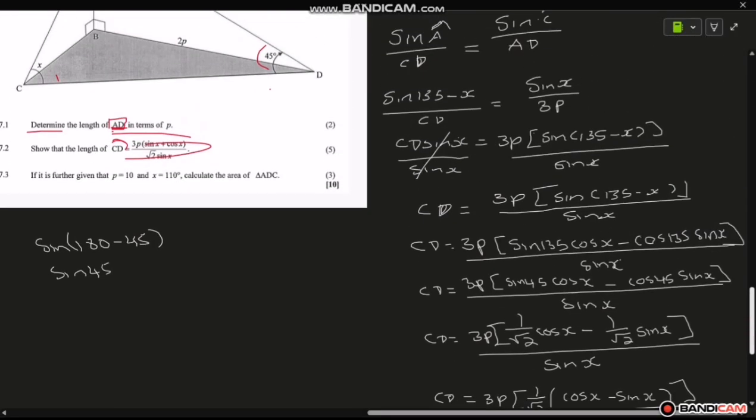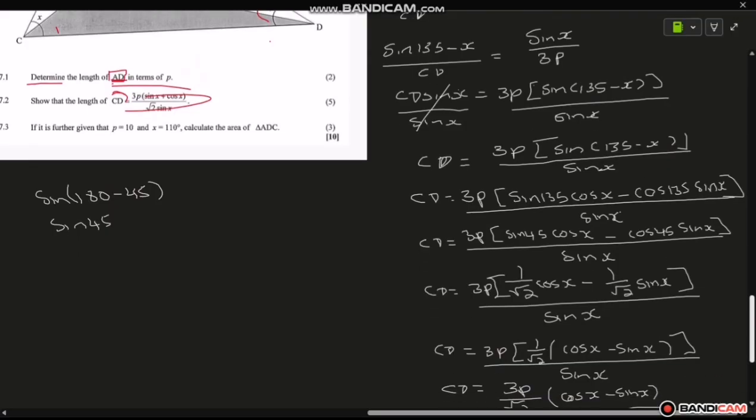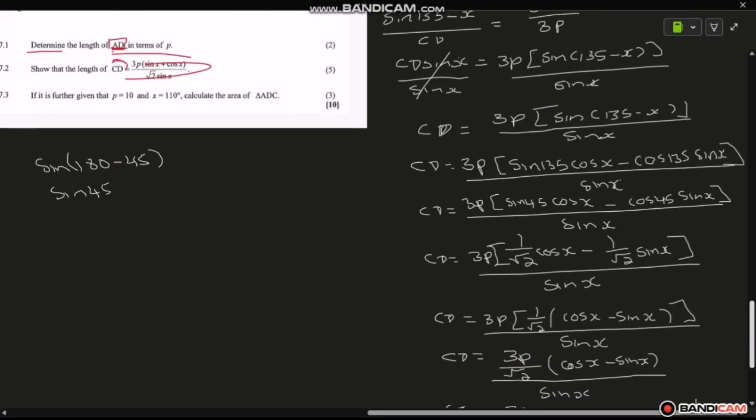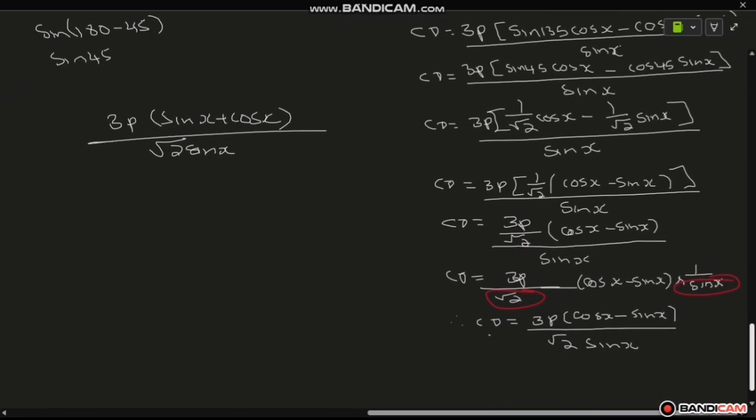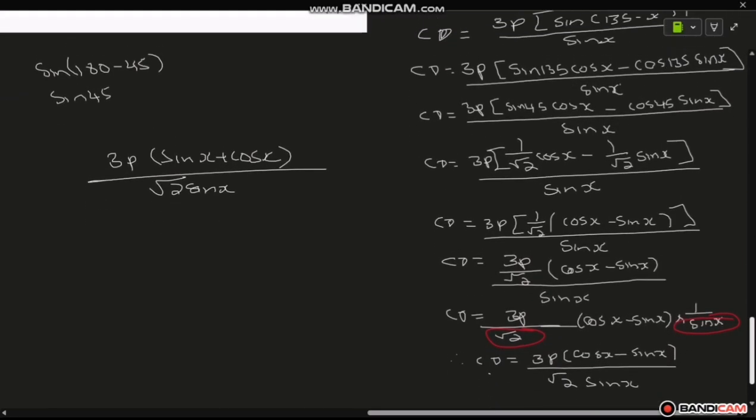Now let's check if they correspond with what is written in the question. Let me just erase. So here we're having a positive, and what we actually solved, we are having a negative. This is what they want us to prove. Why did I get a negative? Oh, I see the mistake now, but let me show you the mistake.